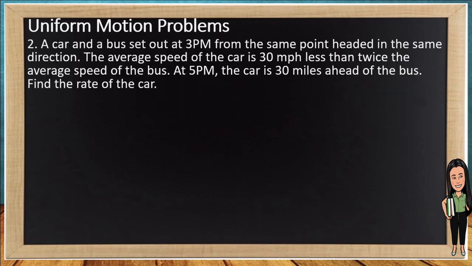Next example. A car and a bus set out at 3 p.m. at the same point, headed in the same direction. Average speed of the car is 30 miles per hour less than twice the average speed of the bus. At 5 p.m., the car is 30 miles ahead of the bus. Find the rate of the car.